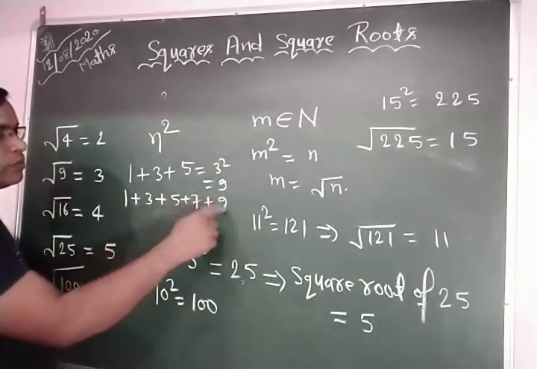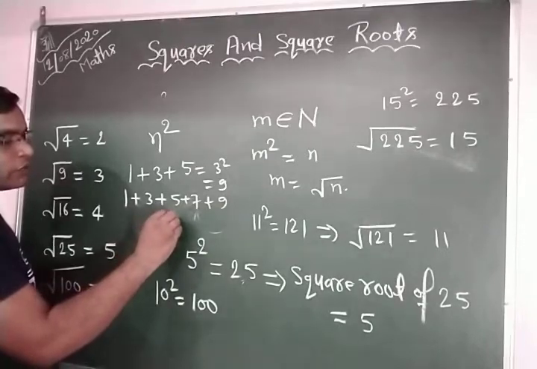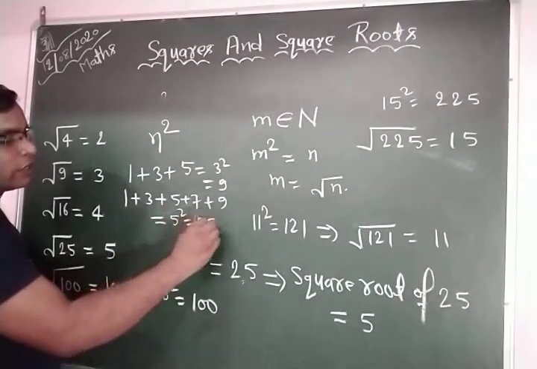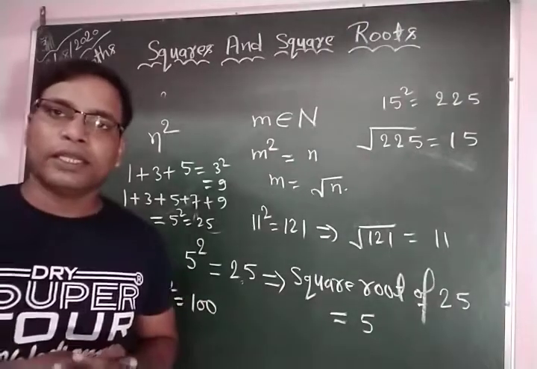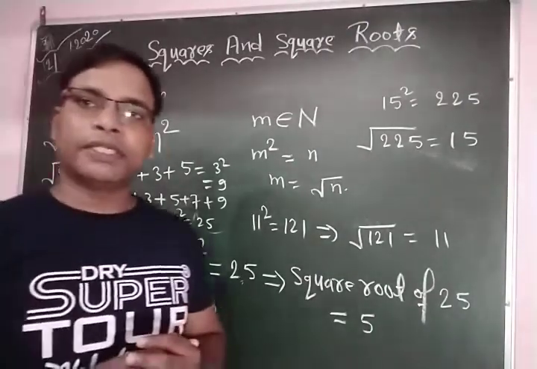1, 2, 3, 4, 5. So their sum is the square of 5, which is equal to 25. You know that. Similarly, we can find the square root by the repeated subtraction method.